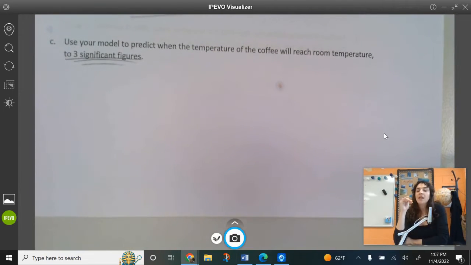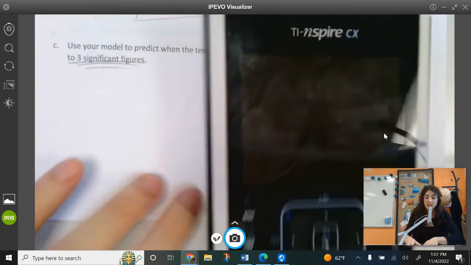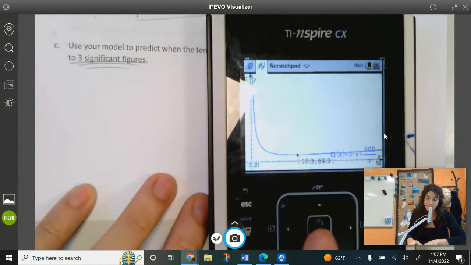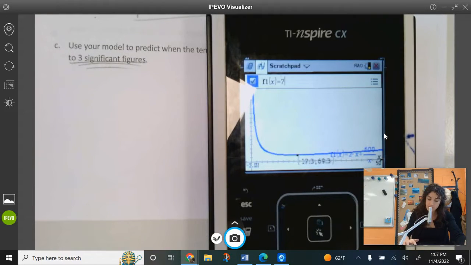So will it ever reach room temperature if we look at the model that we created? We've created one such that we have a horizontal asymptote at our room temperature. So it's 75 times e to the negative 0.23995x plus 20.